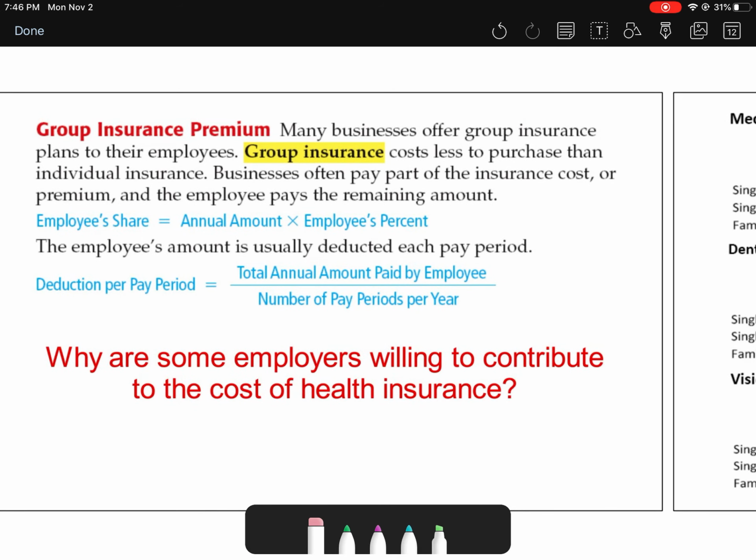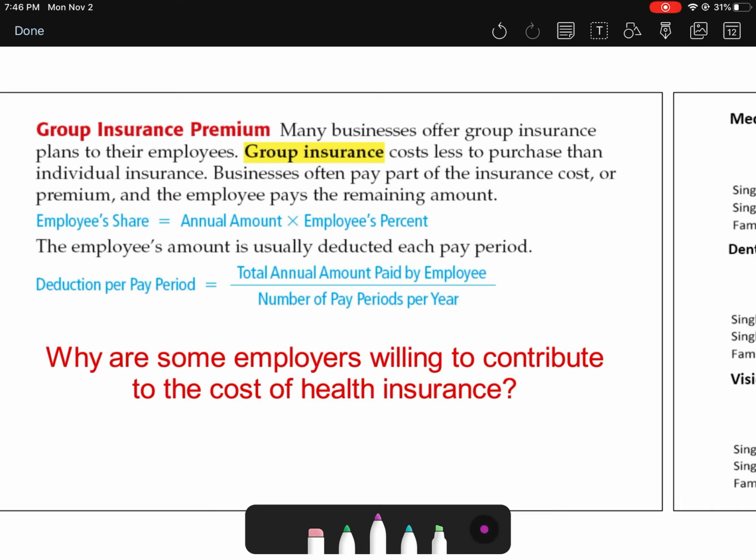So, group insurance premium. Many businesses offer group insurance plans to their employees. Group insurance costs less to purchase than individual insurance. Businesses often pay part of the insurance cost or premium, and the employee pays the remaining amount.